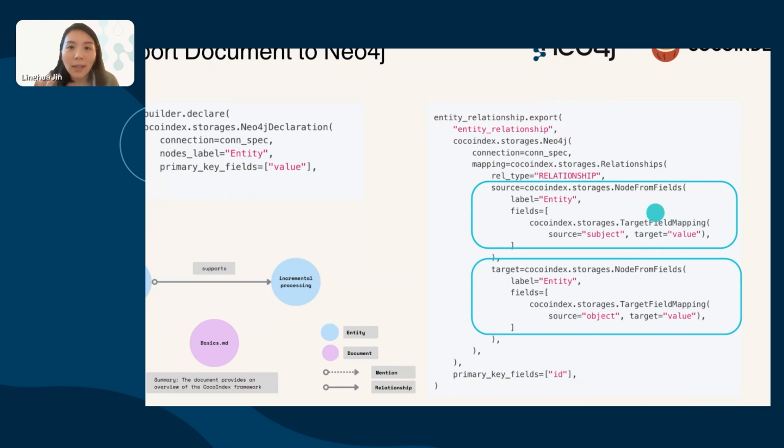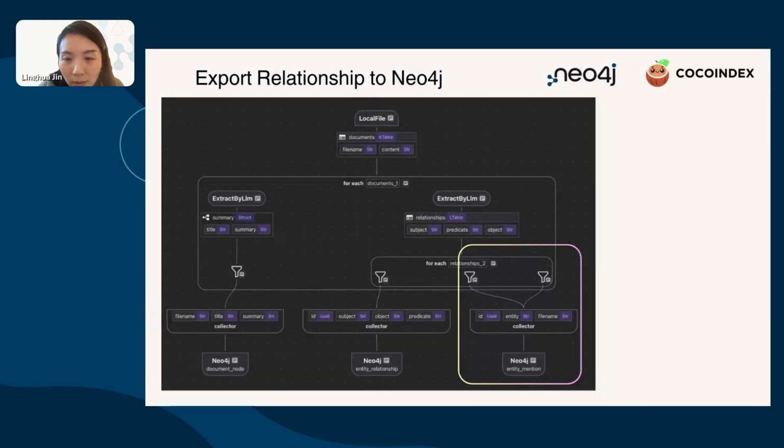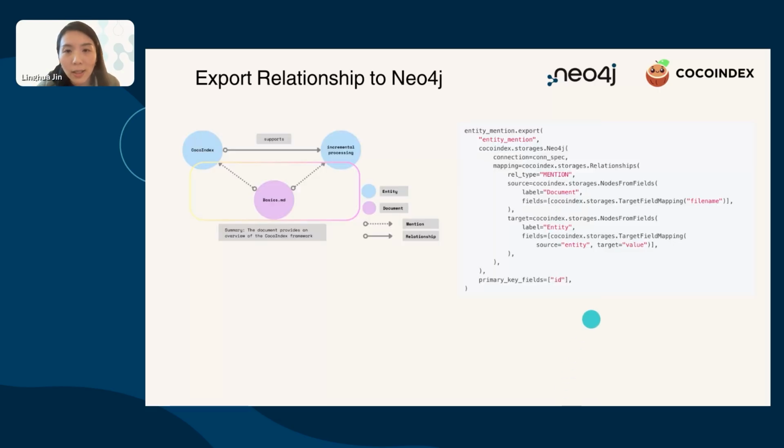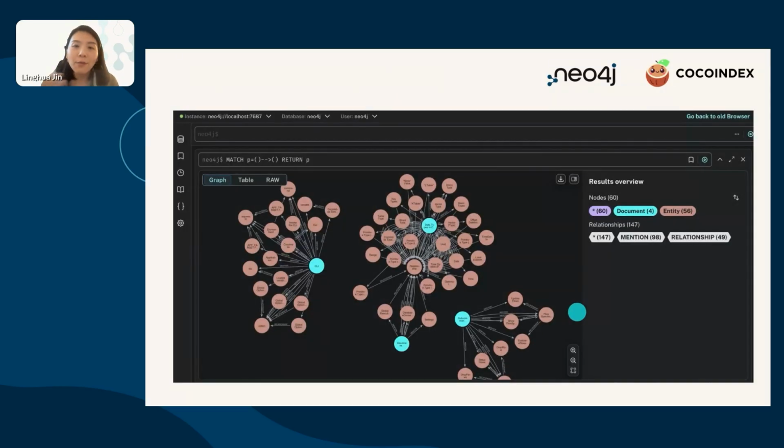As you see here, when we're doing the entity relationship, we usually have a source and a target, and then the relationship will be generated on the way. Finally, we are going to extract the relationship of which concept is cited by which document. That is very similar, so I will skip this since we have limited time. And finally, you can spin up a Neo4j instance and give it a try.